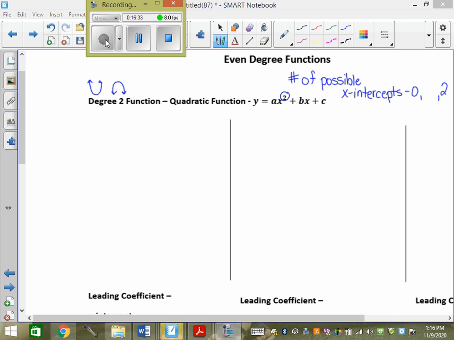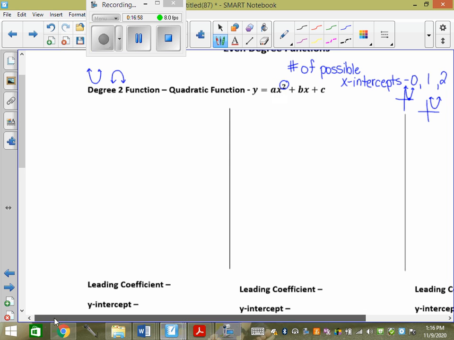So it could look like this, and you'd have no x-intercept. And then you can have a 1 as well. How do you have a 1? Well, it comes down, just touches the x-axis, and it goes back up. So you have 2 x-intercepts there, they just have to be the same 1. So it's 1 x-intercept. Okay? So we're going to do 1 together.